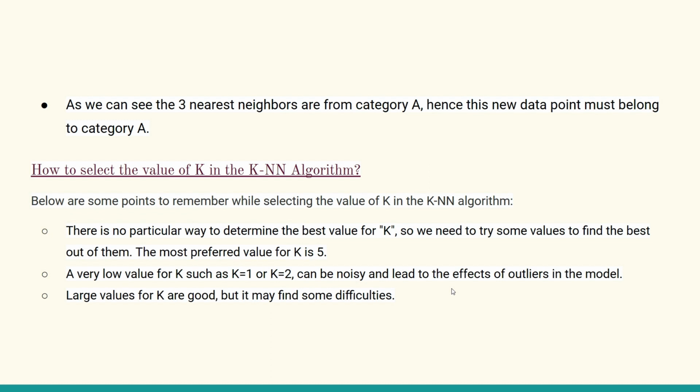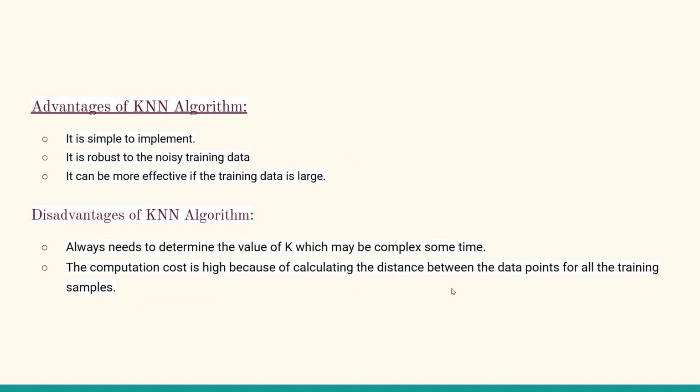There is no particular way to determine the best value for k, so we need to try some values to find the best out of them. The most preferred value for k is 5. A very low value for k, such as k equal to 1 or k equal to 2, can be noisy and lead to the effects of outliers in the model. Large values of k are good, but it may find some difficulties.